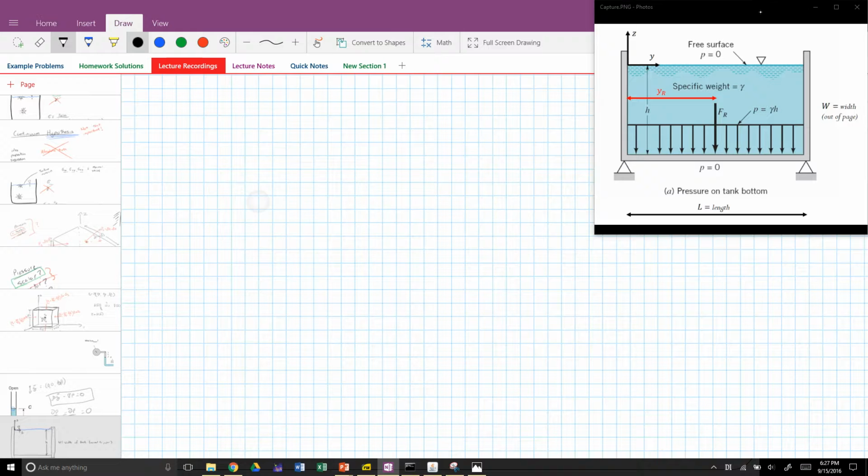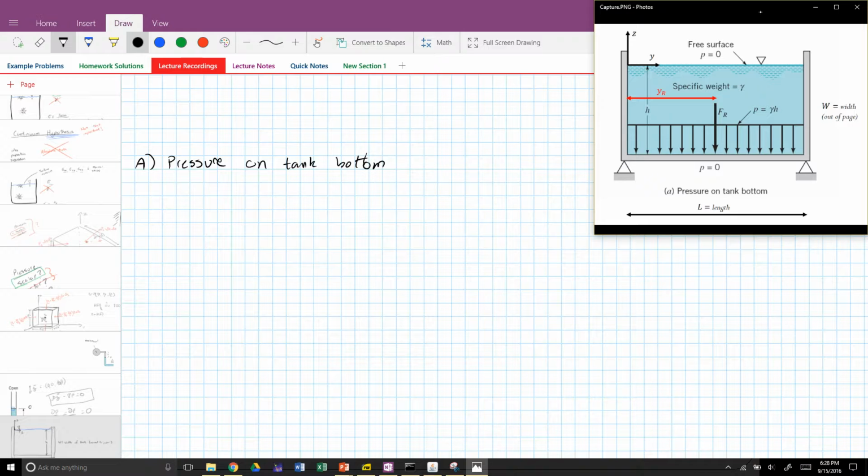So, question A. What is the pressure on the bottom of the tank? So the pressure at the tank bottom. This should be fairly easy. We know the specific gravity of the fluid, gamma. We know how deep the fluid is. And we just learned in the last video lectures how to compute static pressure fields.